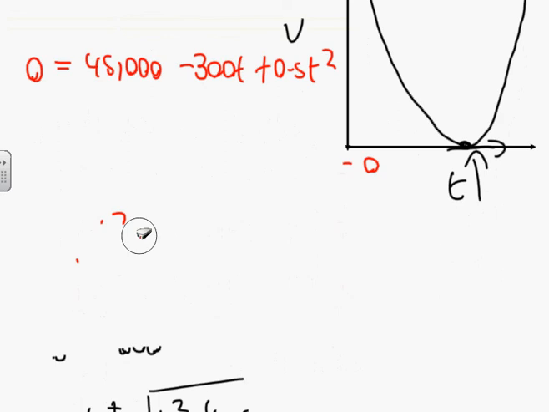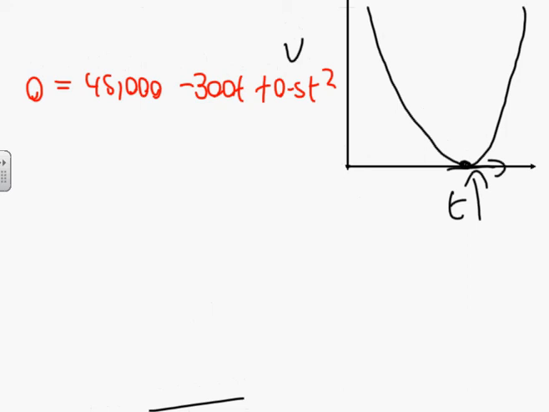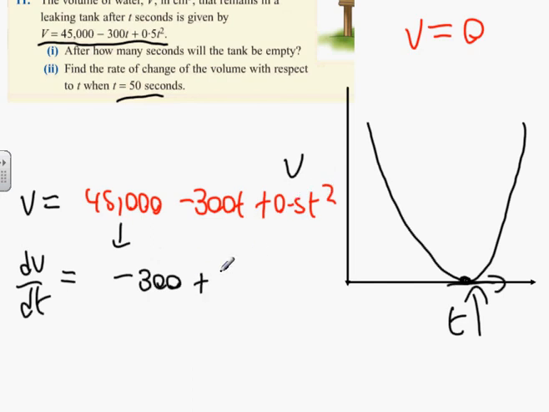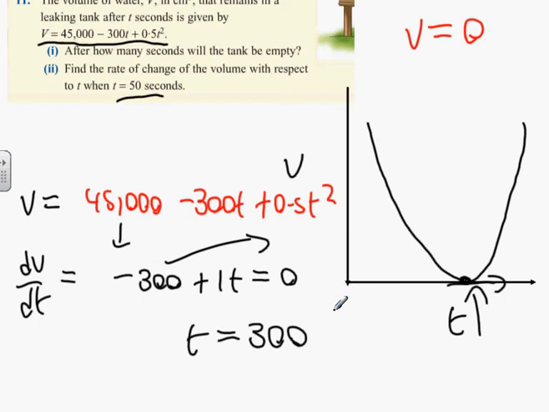So what you're going to do is differentiate once and put it equal to 0. When we differentiate, what do we get? That's a V, isn't it? Capital V. Okay, differentiate once, Sean, what do you get? 45,000 turns to? Minus 300. Okay. Plus 2 times 0.5, which is 1t, equals 0. Bring over the 300. t equals 300. It's a much quicker way, a lot more efficient.